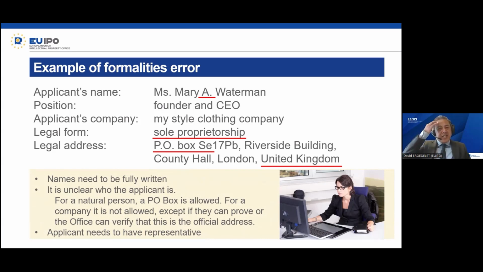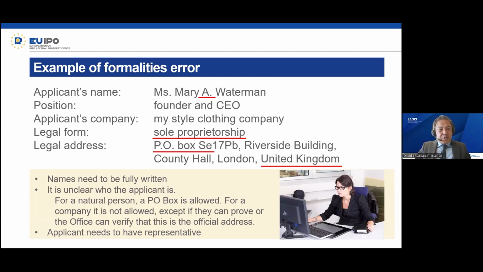You may think this is a little bit childish, but you have to think, what if she, for example, says M.A. Waterman? There could be many people in the world who are called M.A. Waterman. Right? So this means that it's not really clear who the owner is. Also, it's not really clear if the application is made in the name of the applicant or the name of the company.